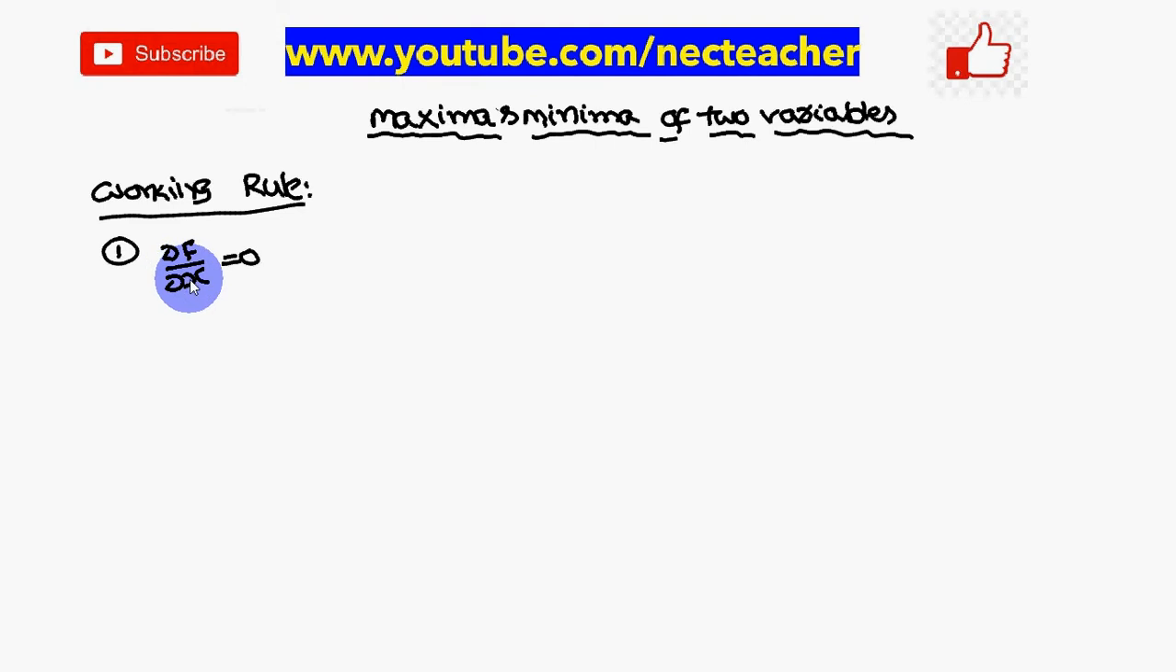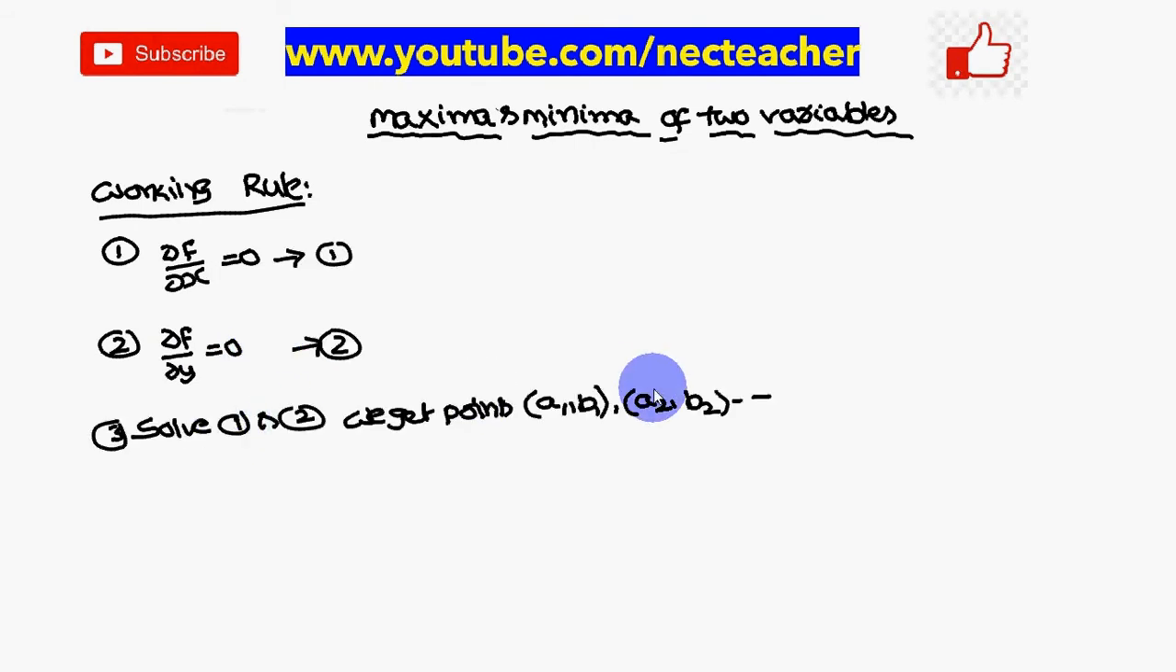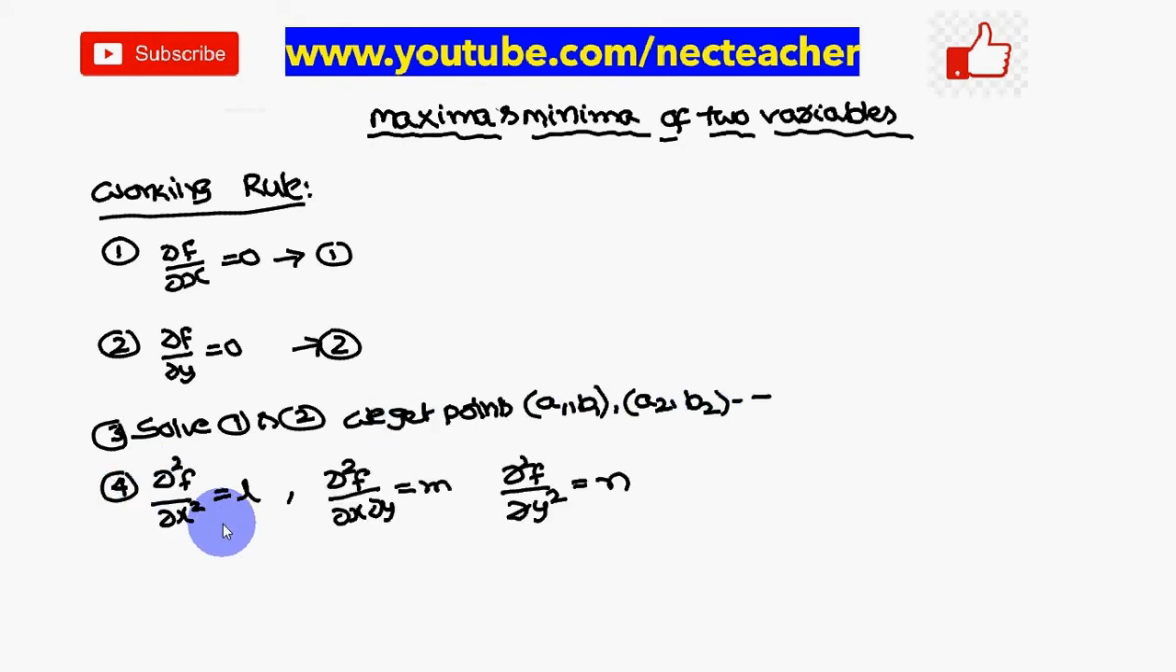So we have to find ∂f/∂x and equate it to 0. Similarly, you have to find ∂f/∂y and equate it to 0. If you solve, you are going to get some points (a1, b1), (a2, b2), and so on. Next, we have to find ∂²f/∂x², which in shortcut I will treat as L. Next, ∂²f/∂x∂y, which I will treat as M. Next, ∂²f/∂y², which I will treat as N.